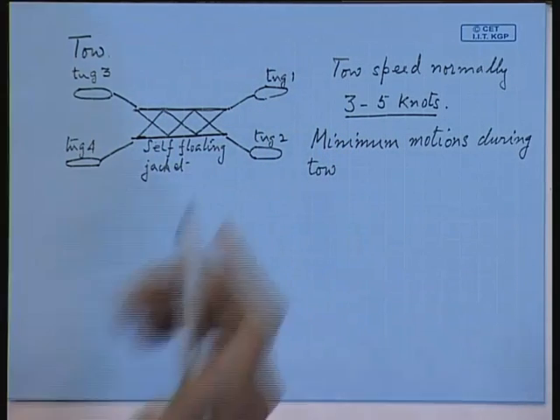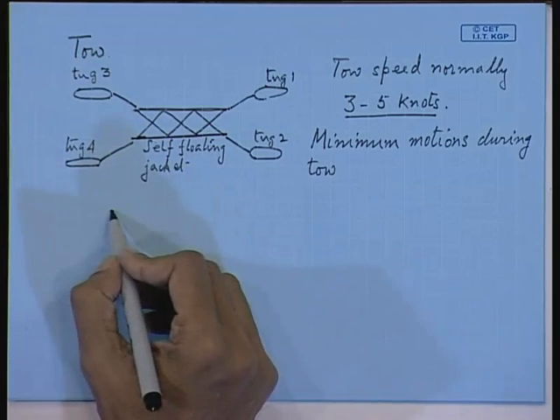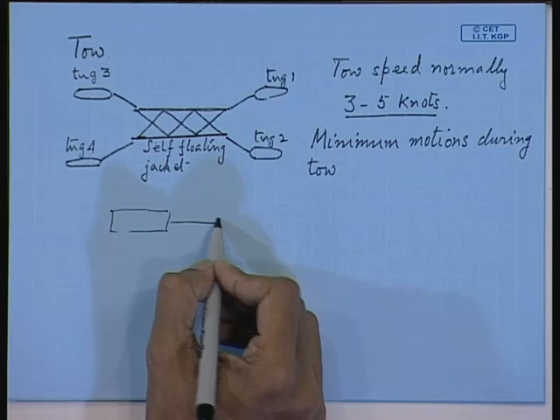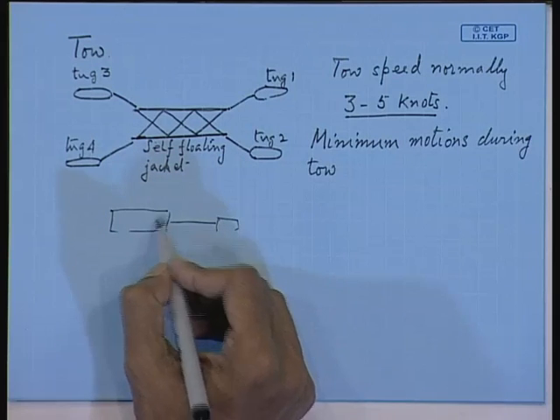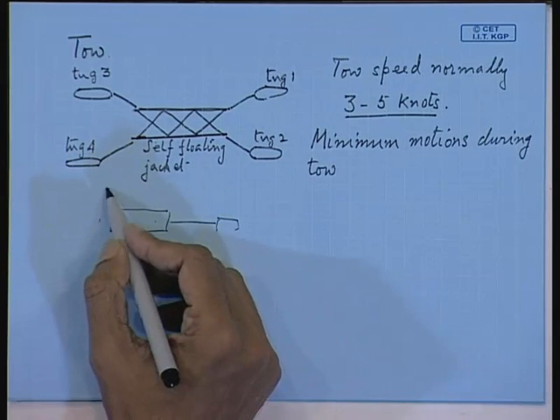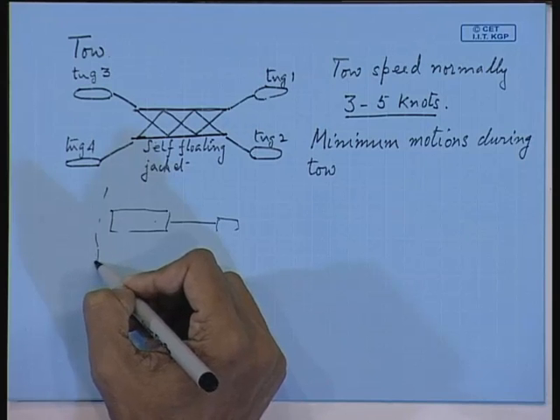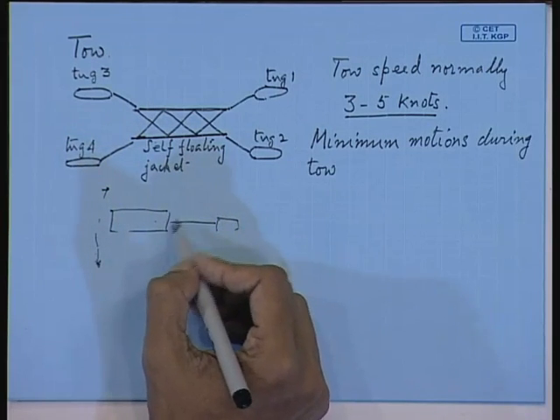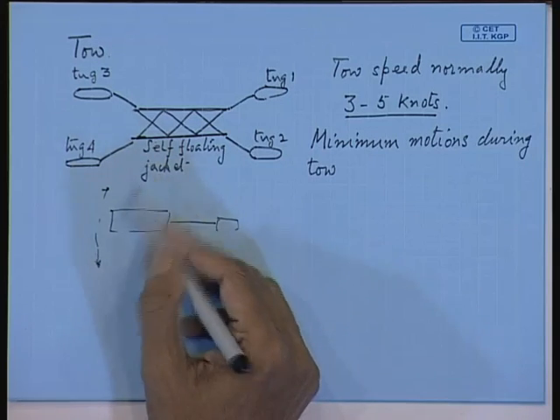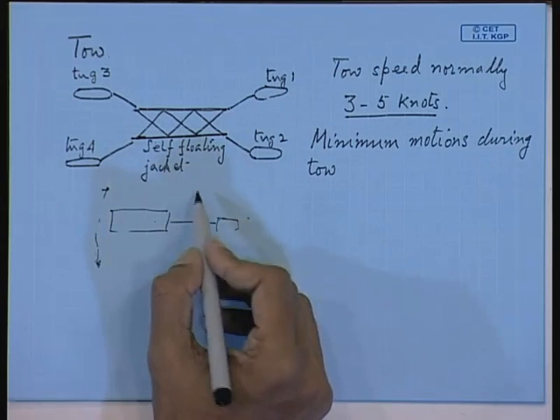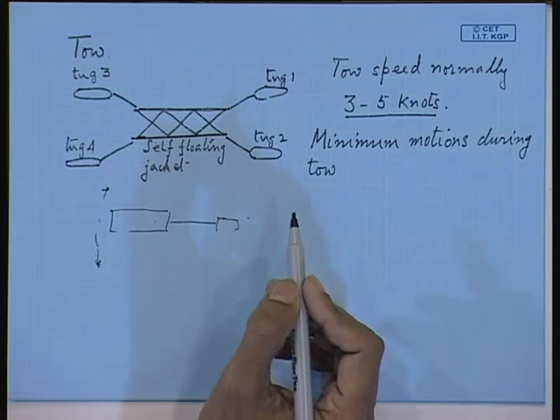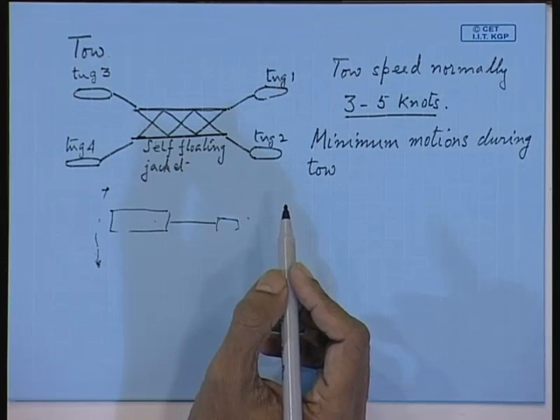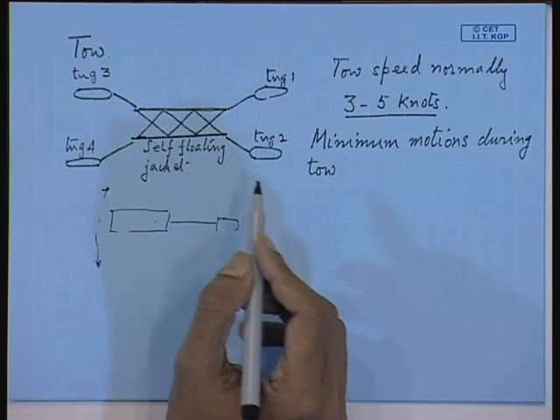And the vessel started. Normally you tow a small vessel, so one tug was towing, and this vessel started yawing to a large extent. Not only that, it started rolling also. Sway and roll were so much that the vessel finally capsized. So, these are some of the dangers while being towed.